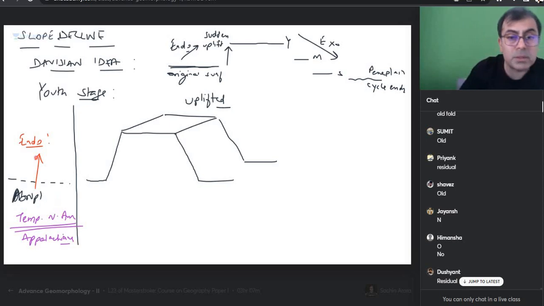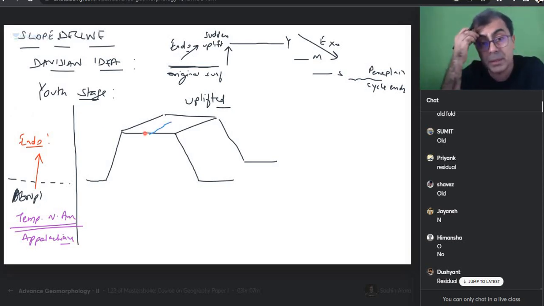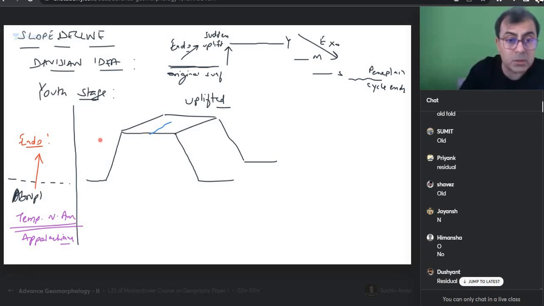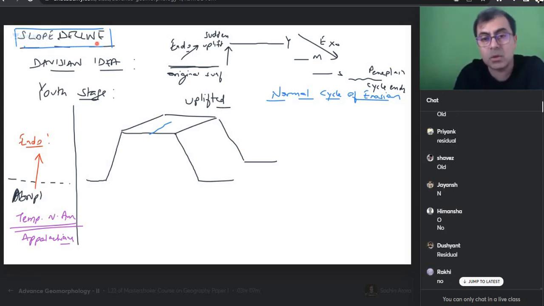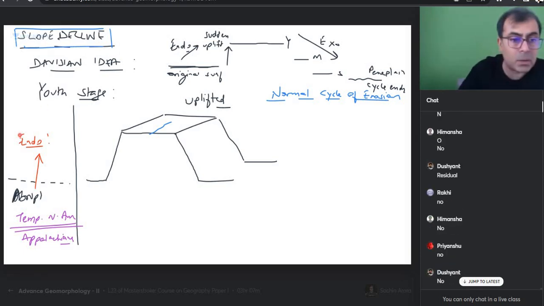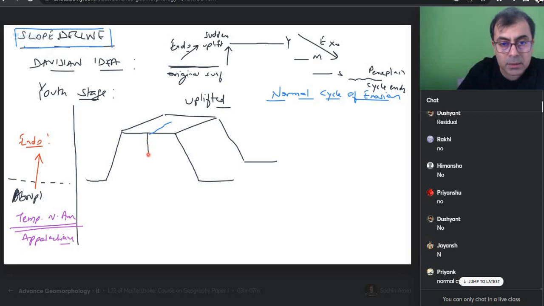Now he says the rivers will start moving. So remember there it will be rivers, it is a temperate region, there are fluvial processes. So he is calling this the normal cycle of erosion. What is he calling it? Normal cycle of erosion. Is he calling it slope decline theory? No, he's not. He's just saying normal cycle of erosion. So what will happen from this? First, these things are created. Is everyone okay?